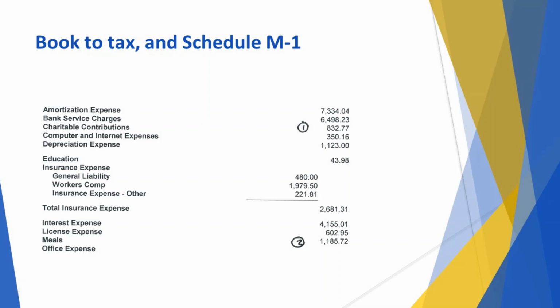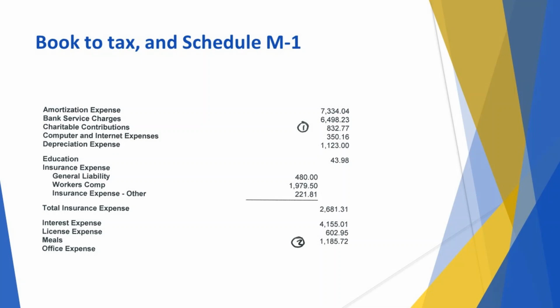On my work papers, I mark all of the items that appear on Schedule K or create adjustments from book to tax. Item 1 is charitable contributions. They are added back to income, adjusted on Schedule K, and the deduction is taken on the personal return on Schedule A.